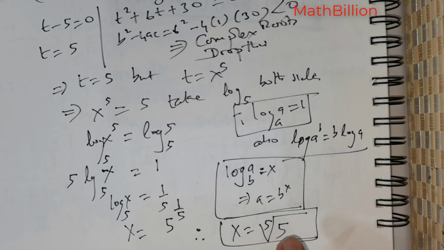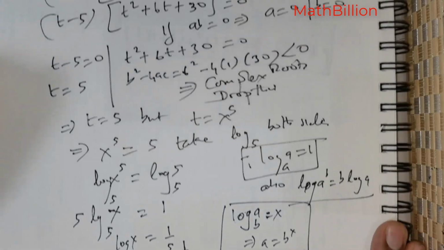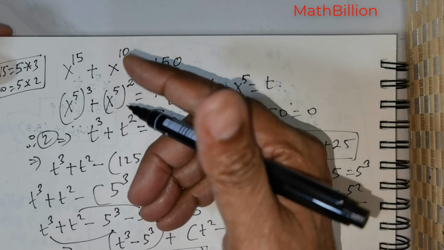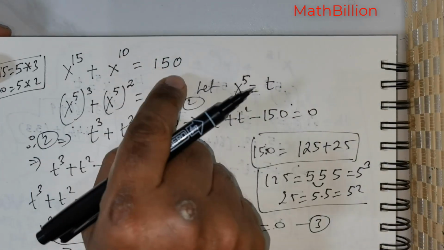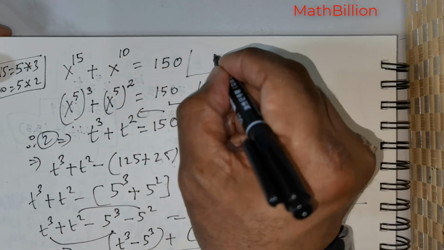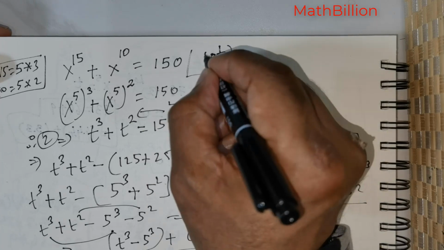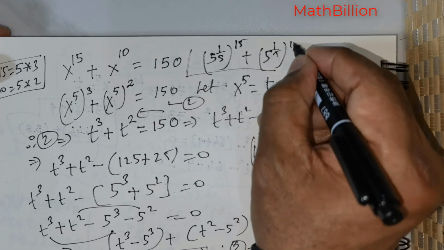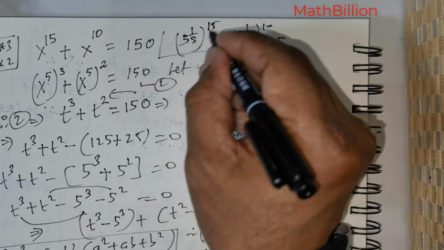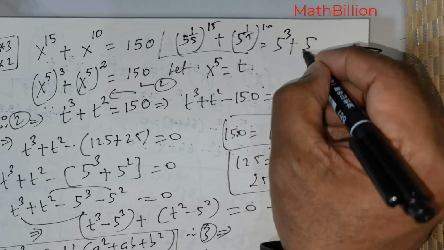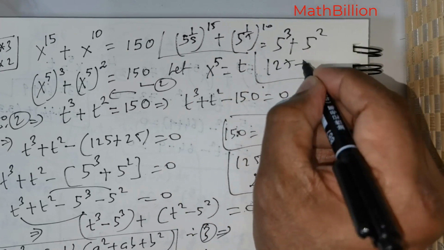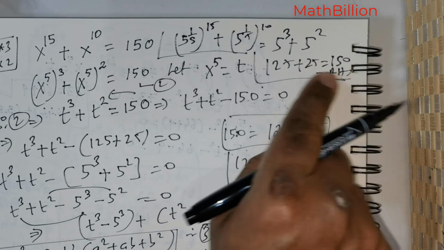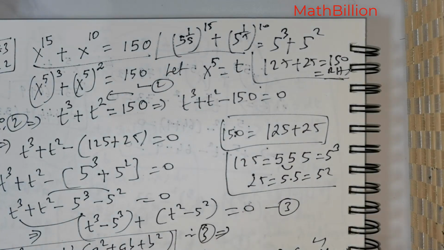So this is the solution for this question, right? If you substitute the 5th root of 5, you should get the right hand side. So let me show you that. The 5th root of 5 raised to the power of 15, plus the 5th root of 5 raised to the power of 10. So what is this? This is equal to 5^3 plus 5^2. You see that 125 + 25 is equal to 150, which is equal to the right hand side. You see that? Thank you everybody.